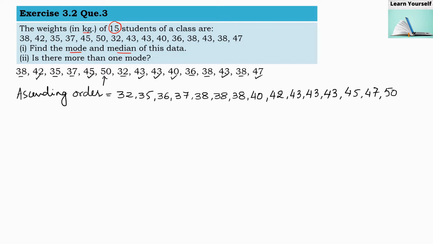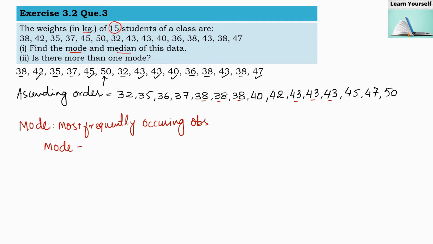We have to find out the mode. So what is a mode? Mode is the most frequently occurring observation. From this, 38 occurs 3 times here, and 43 occurs 3 times here. So both the numbers are thrice in this data, and both of them will become our mode. So for this question, there are two modes, one is 38 and one is 43, because both of these numbers are appearing thrice in this data.